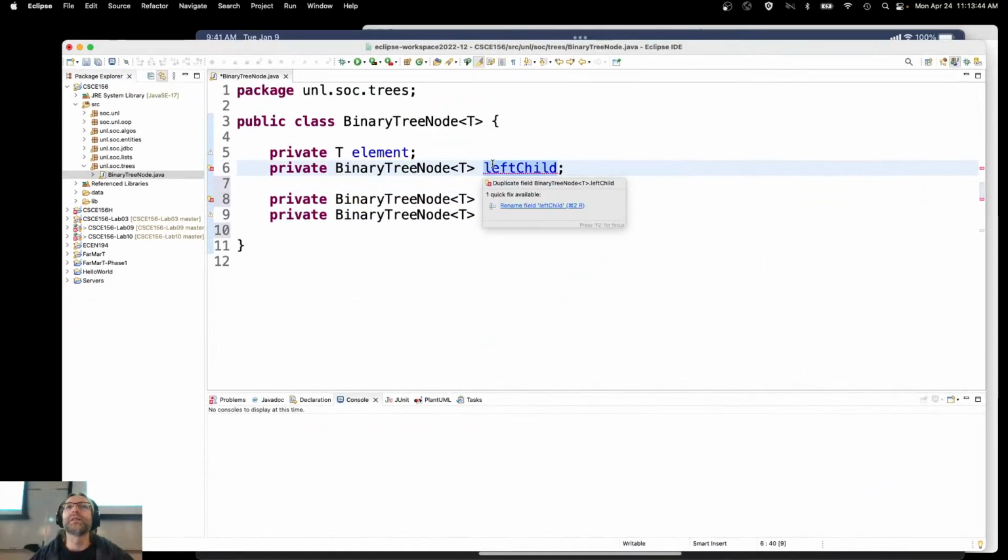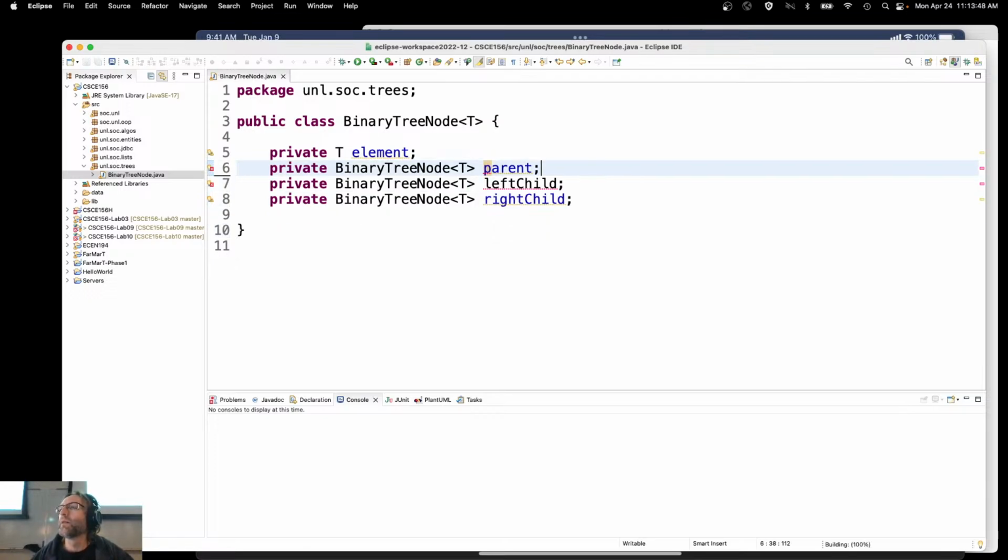Not a child, but it's just the opposite direction. It's parent. There we go. There's the beginning of a nice binary tree node. That's just one of them, right?